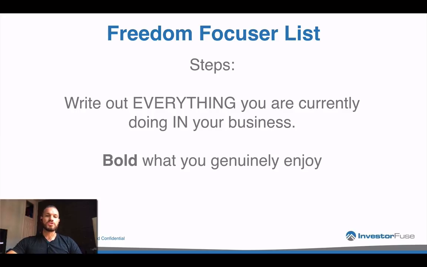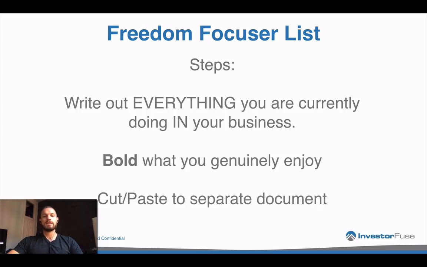And then what you're going to do is bold the specific, individual tasks that you actually enjoy doing. This is key. So bold the things that you actually enjoy doing that you want to continue to work on every single day. And then you're going to cut and paste those bold lines out into a separate document. And what is left is your Freedom Focuser List. It is the outsourcing list for the things that you need to hire for, essentially.